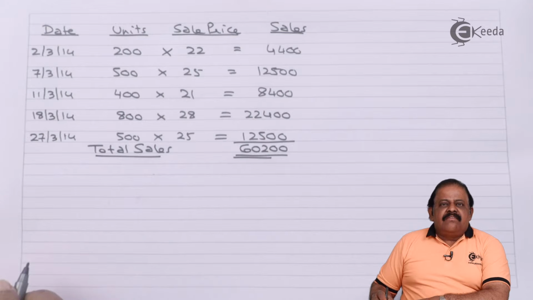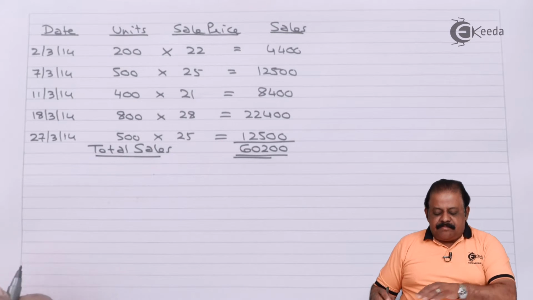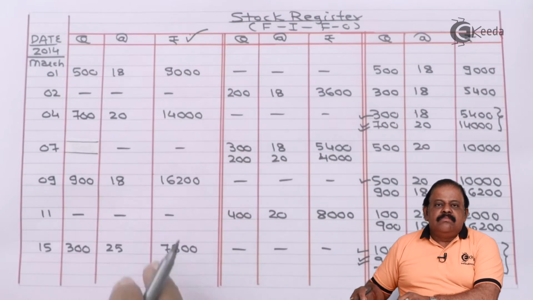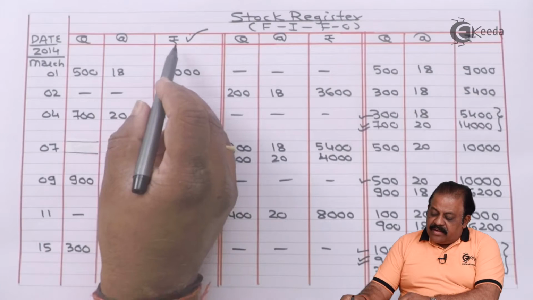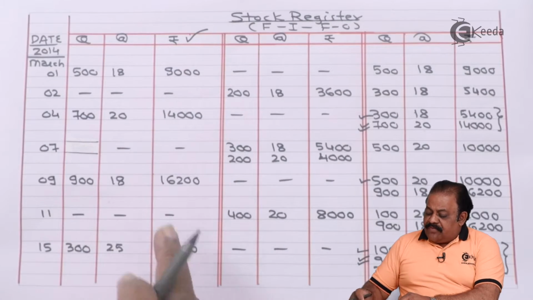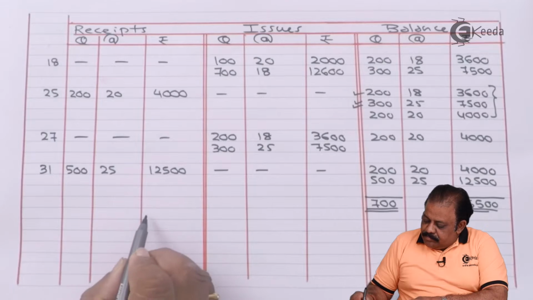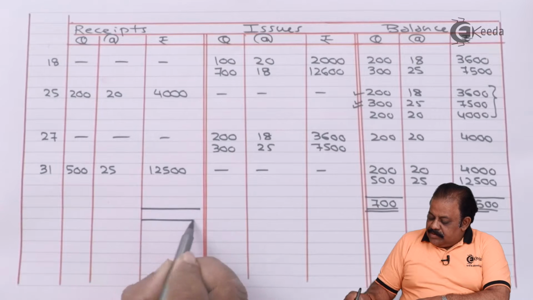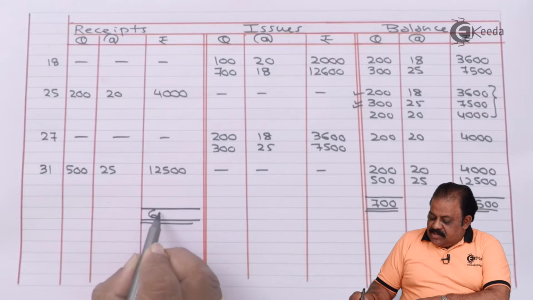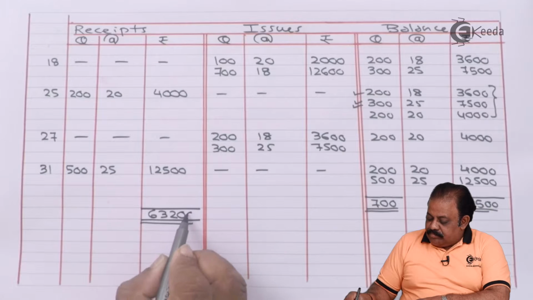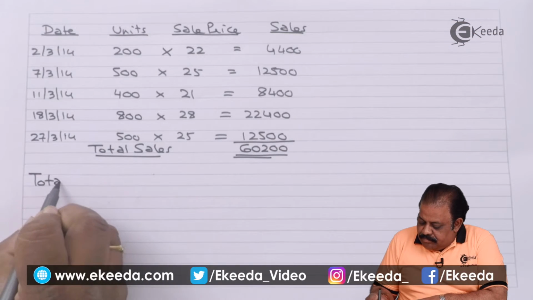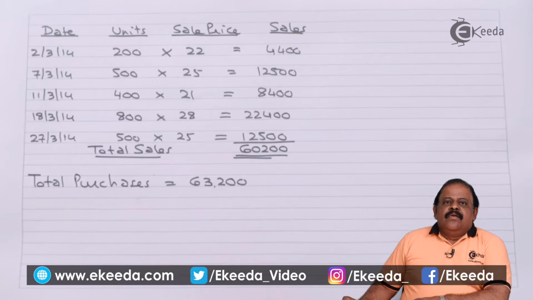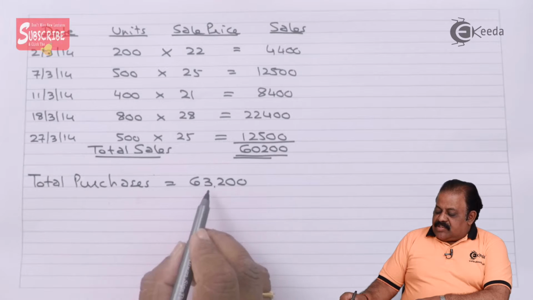In stock ledger we can find out the value of total purchase. We are required to take total of amount column. In receipt case we are required to take total of subtotal of this amount column. So total purchases is 63,200. So here we have total purchases 63,200.